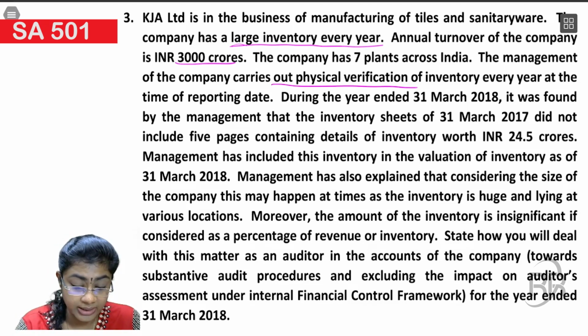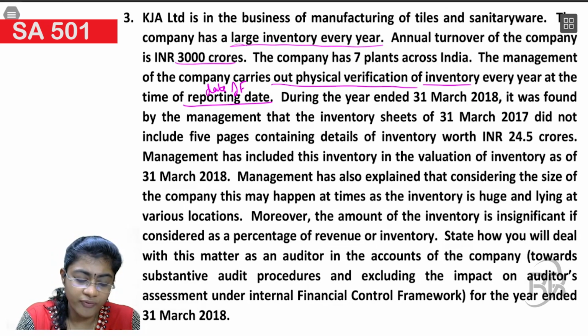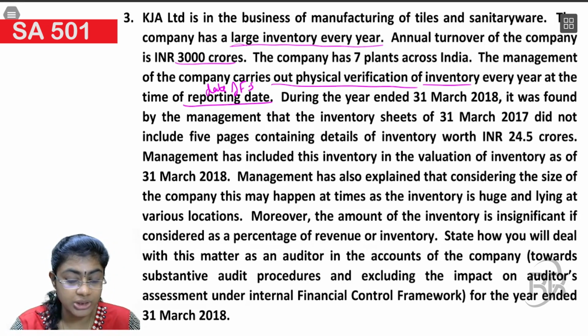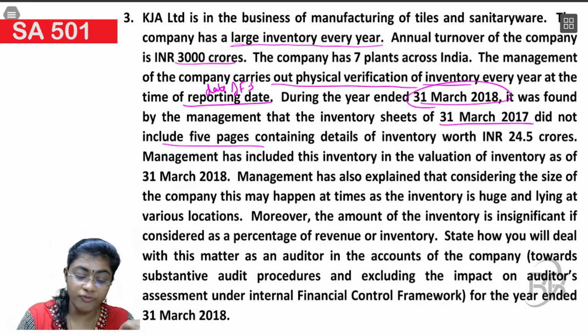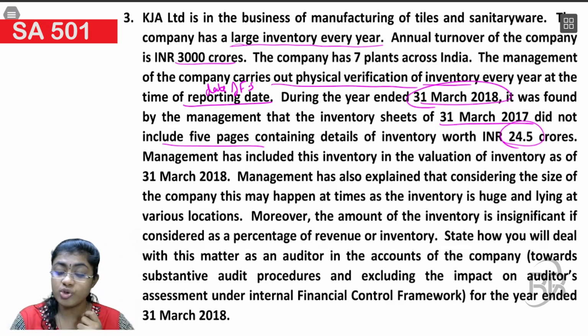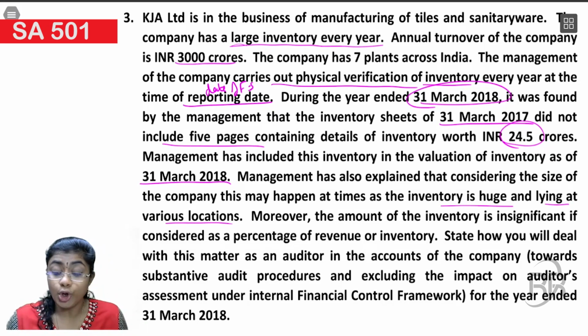The management of the company carries out physical verification of inventory every year at the time of reporting date, meaning date of financial statements. During the year ended 31st March 18, it was found by the management that inventory sheets of 31st March 17, we are in 31st March 2018, did not include 5 pages containing details of inventory worth 24.5 crores. Management has included this inventory in the valuation of inventory as on 31st March. Management also explained that considering the size of the company, this may happen at times as the inventory is huge and lying at various locations. Moreover, the inventory is insignificant, this 24.5, if considered as a percentage of revenue or inventory.